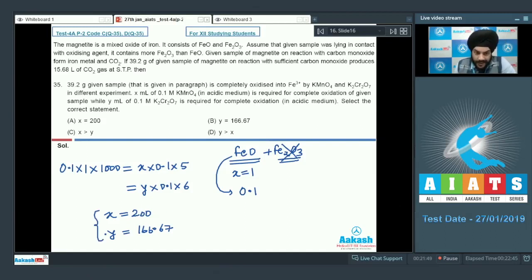So students, for question number 35, we can see that option A is correct, option B is correct, and option C is also correct. So for question number 35, we have to mark option A, B, and C as the correct answers. Let us look at the next section.